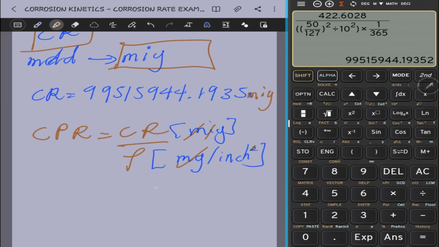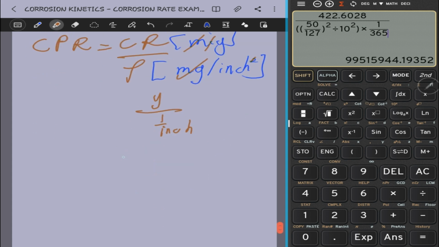So we end up with the unit as here's y, here at the top, and then at the bottom, at the denominator side, we have 1 on inch, right? Which basically turns out to be right. So we end up with here.